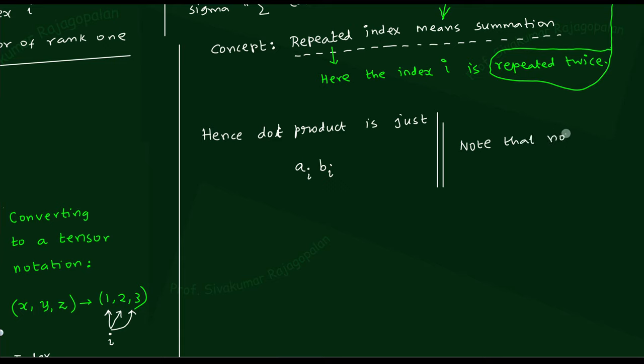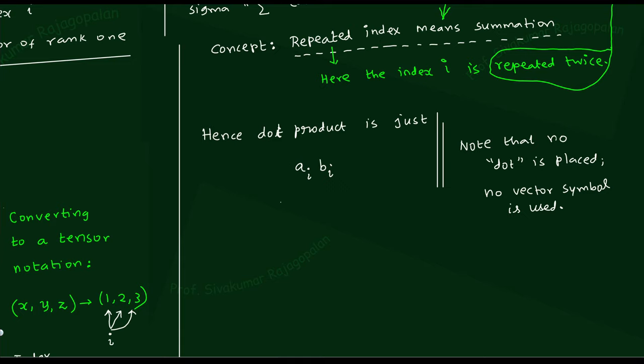Note that dot is not at all required. Not only that, no vector symbol is required. You see that the vector symbol is also not there. Nothing is required, even then the meaning is clear. Summation is implied, vector is not required, dot is not required, and even then everything is clear.